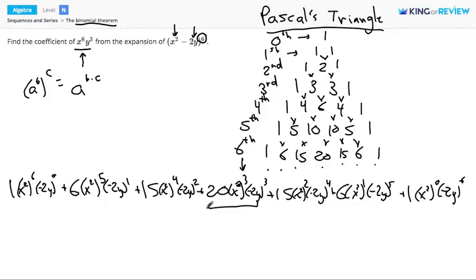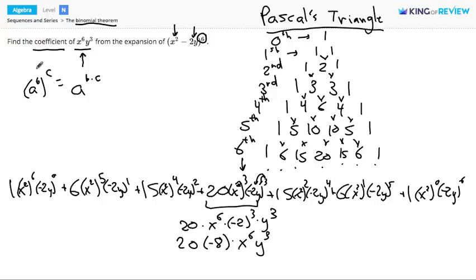It's 20 times x to the sixth times, now we have to distribute the 3 to both parts of the parentheses, negative 2 to the third times y to the third. Negative 2 times negative 2 times negative 2 is negative 8. So if I rearrange this problem, I have 20 times negative 8 times x to the sixth y cubed. I want the coefficient of this term, so that's 20 times negative 8, which is negative 160.